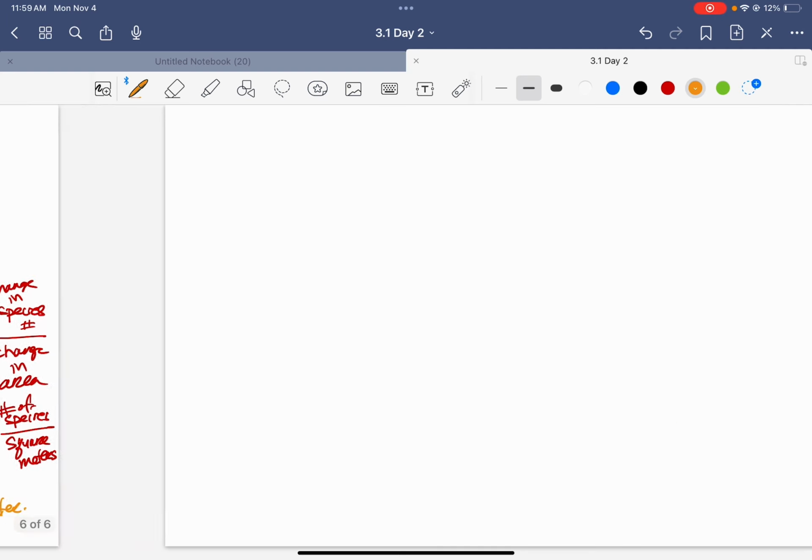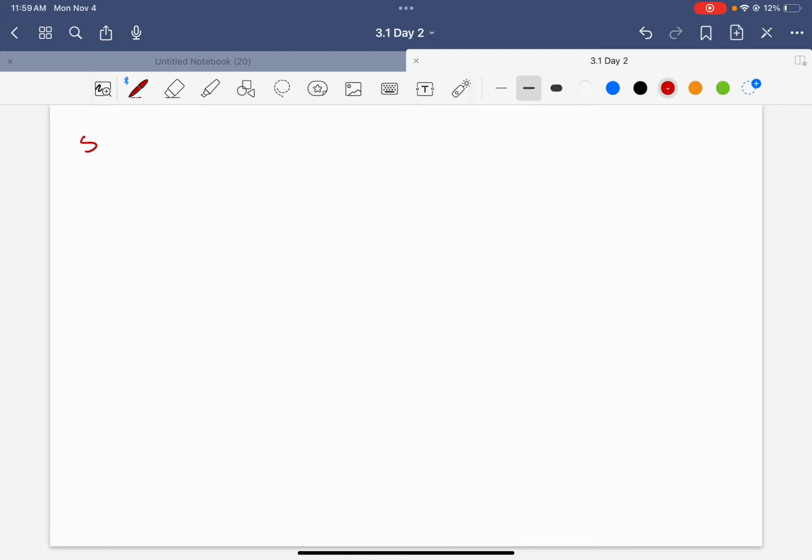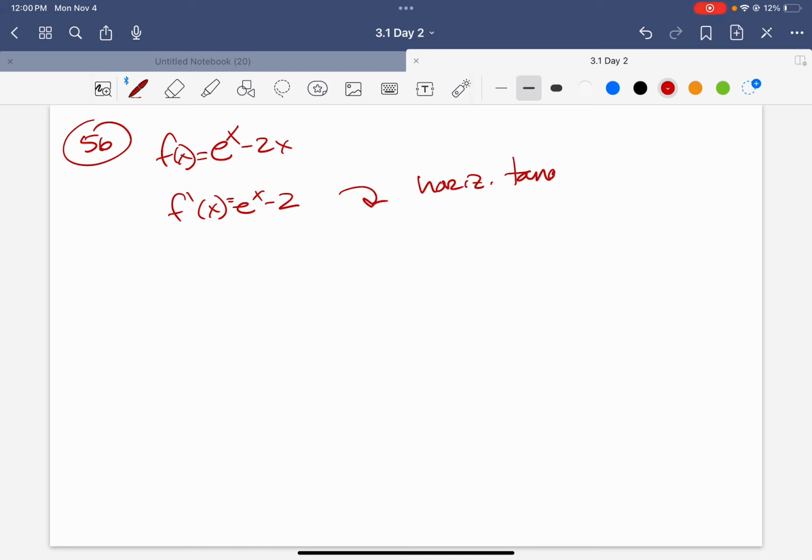Okay, so that's 52. Let me do 56. While people are coming in, hopefully they won't be too horrible. 56 is when does something have a horizontal tangent line? So I've got e to the x minus 2x. It wants to know when it has a horizontal tangent line. Well, I take the derivative and get this, and horizontal tangent implies the derivative is equal to 0. So I set my derivative equal to 0.